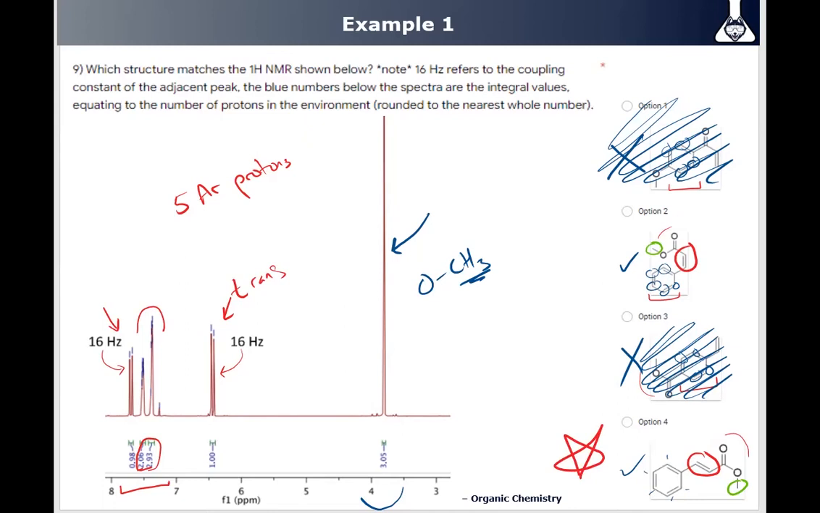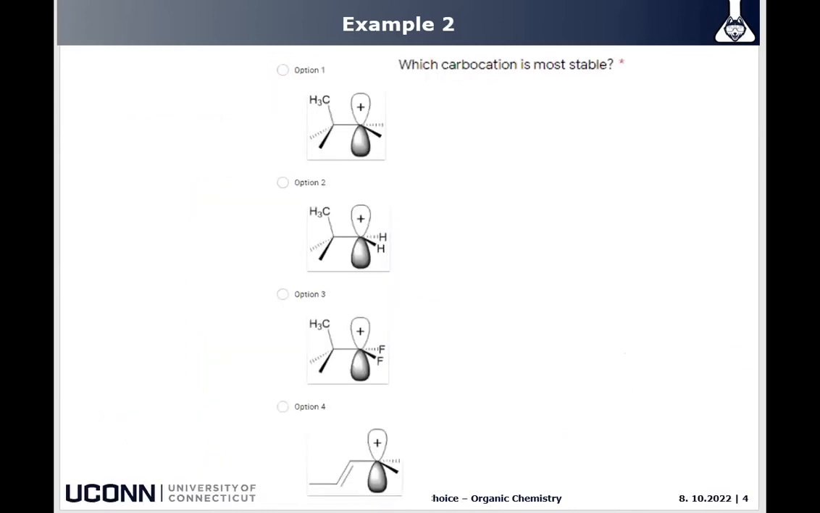So let's look at another example. Here we have a question of stability, so looking at carbocations. Which carbocation is most stable? We care about stability of carbocations because the stability of intermediates matters greatly in how we're going to define our reactivity here.